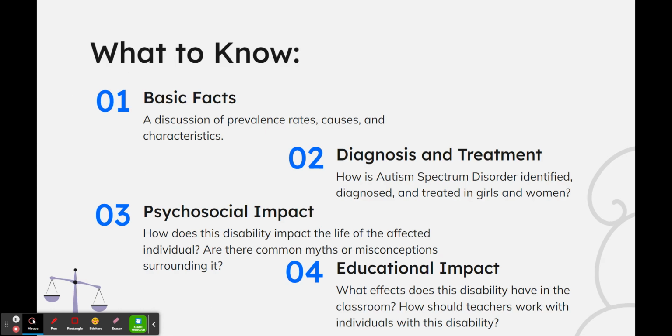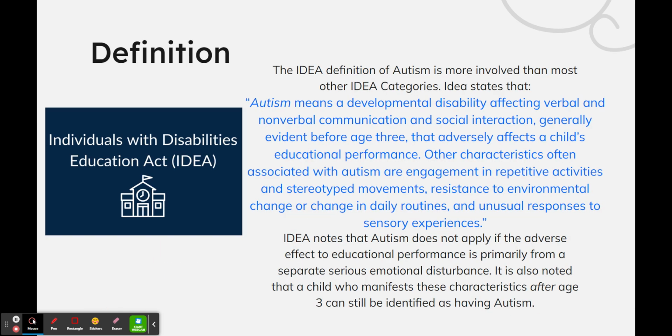So, we're going to be going over the basic facts of autism spectrum disorder and specifically autism spectrum disorder in girls and women. We're going to look at diagnosis. The section does say diagnosis and treatment, but I just want to note that there is no real treatment or cure, rather, supports that they can get after being diagnosed, which is what we'll talk about in psychosocial impact and educational impact. Psychosocial impact will also talk about how their life is affected, specifically with regards to relationships and then finding a career. And then educational impact, how do we adapt our classrooms to support these students and to make sure that they succeed?